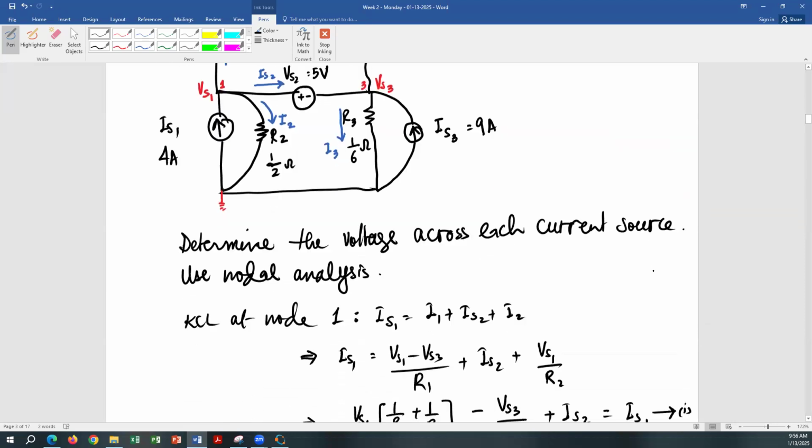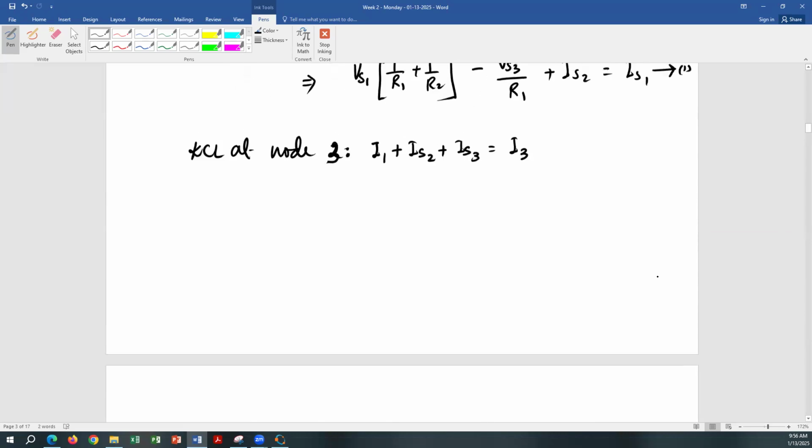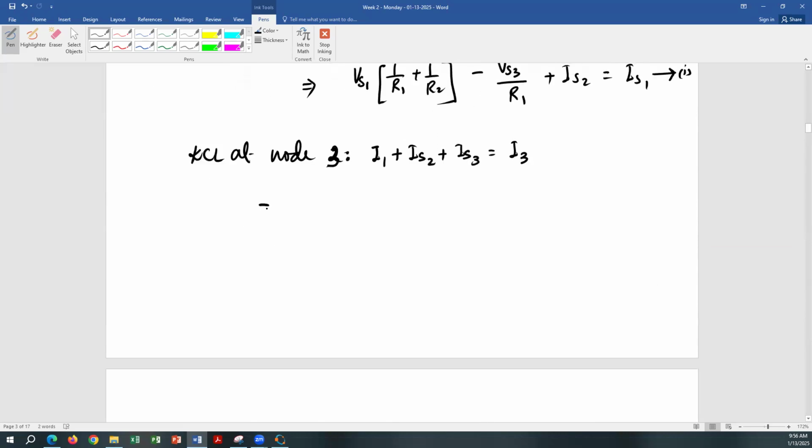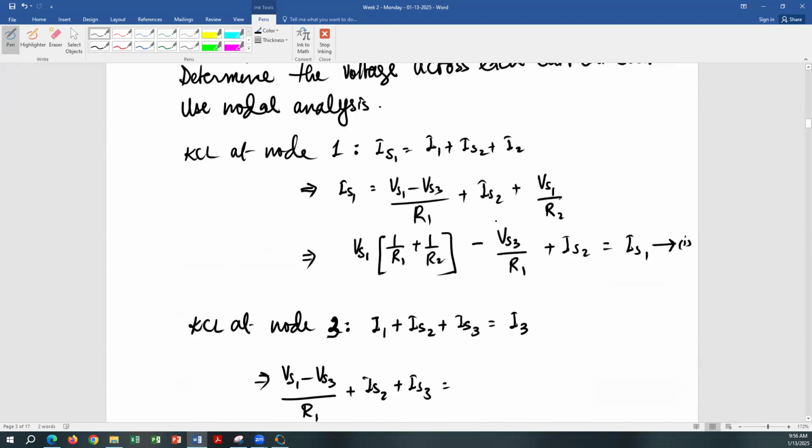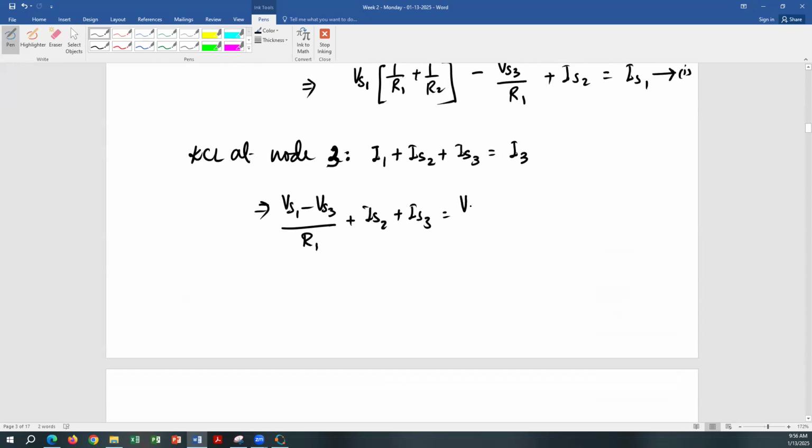Okay, so Vs1 minus Vs3 over R1. Is2 is unknown, so I'm going to keep it as Is2. Is3, we already know the value of Is3, so it's going to go on the other side of the equation. I'm going to keep it here right now and then take it to the other side in the next step. Okay, I3, what is I3? Vs3 minus 0 over R3.